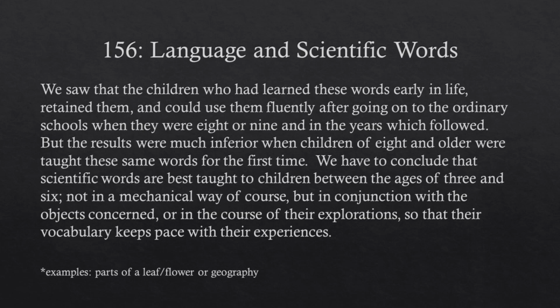Montessori says, "We saw that the children who had learned these words early in life retained them and could use them fluently after going on to the ordinary schools when they were 8 or 9 and in the years which followed. But the results were much inferior when children of 8 and older were taught these same words for the first time. We have to conclude that scientific words are best taught to children between the ages of 3 and 6.